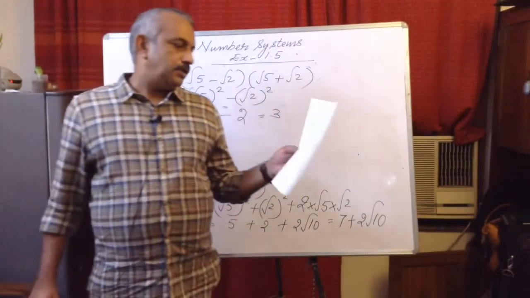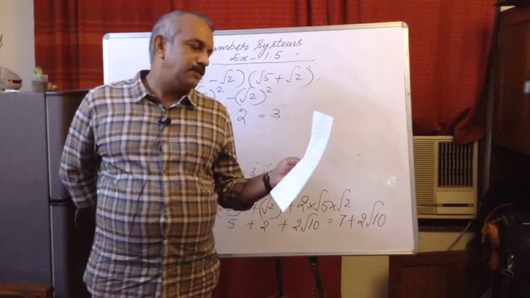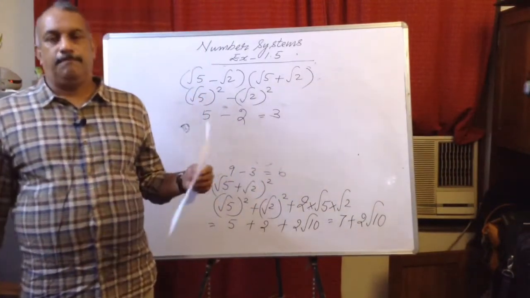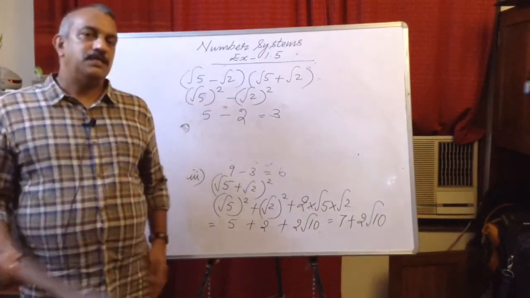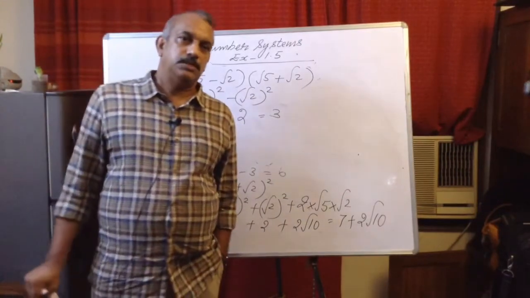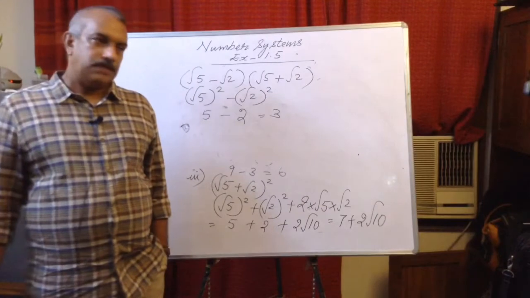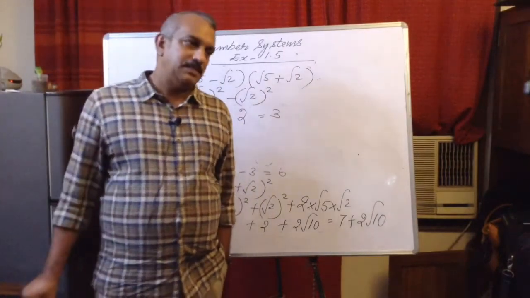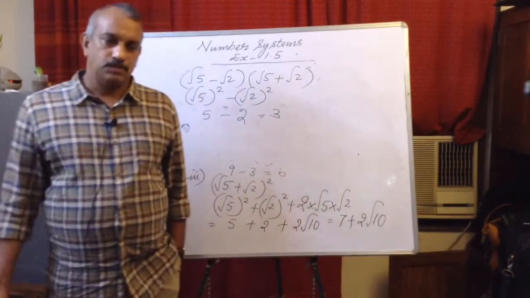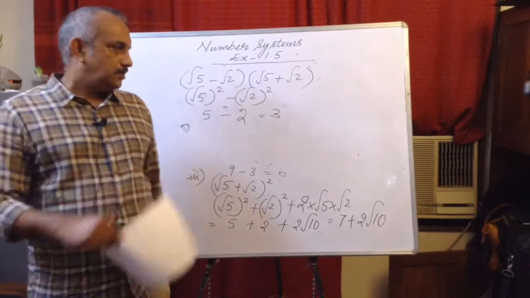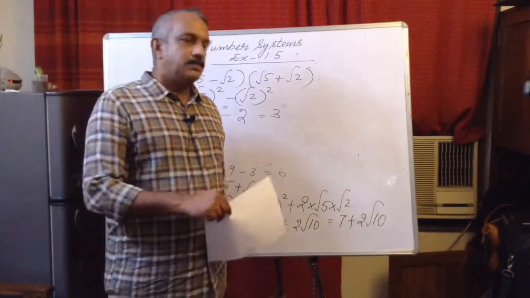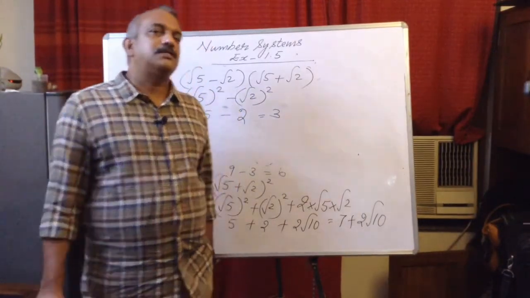Then next one, represent root 9.3 on the number line. For the time being, it is not in the course. Otherwise also this representation of root 9.3 and all, we'll do it just for understanding.